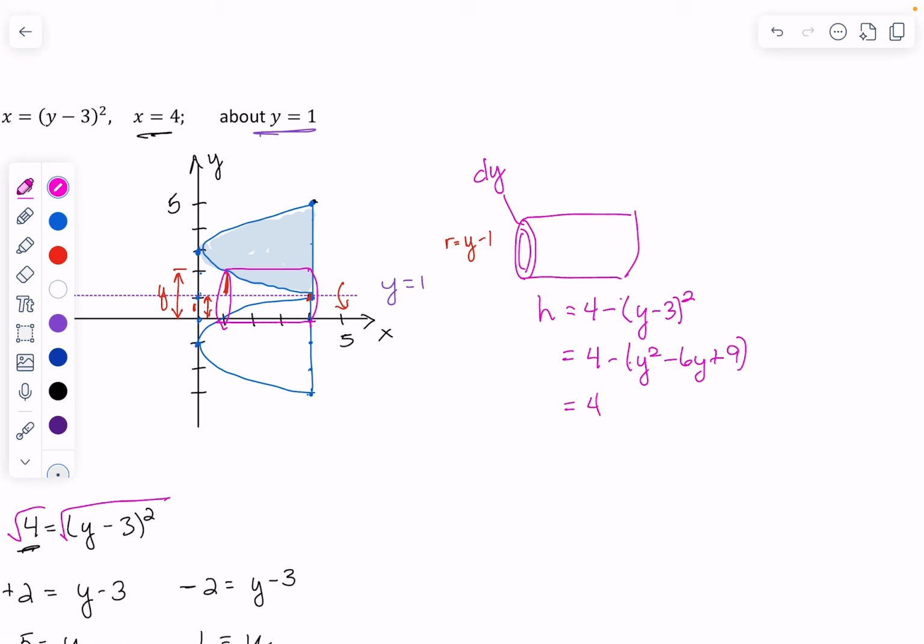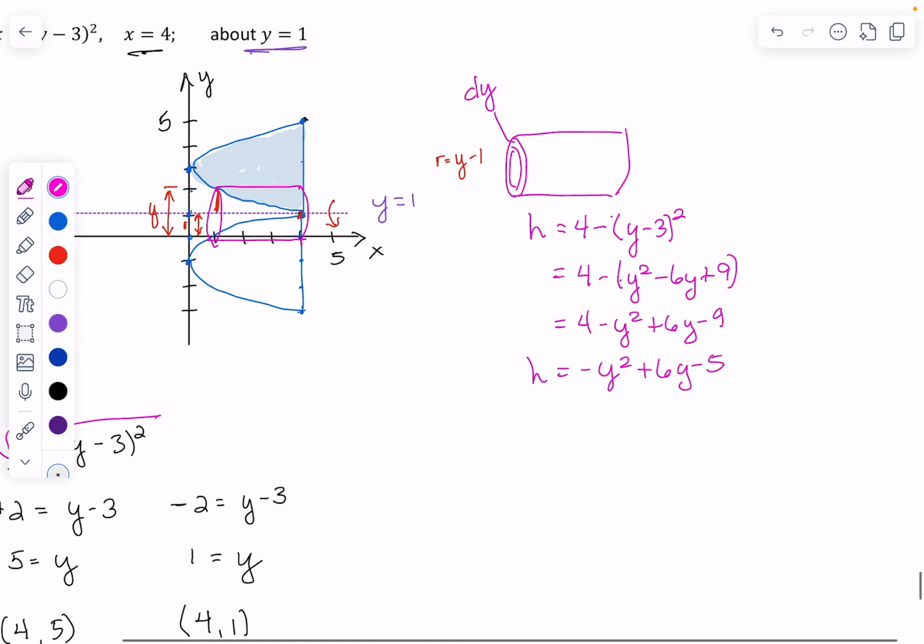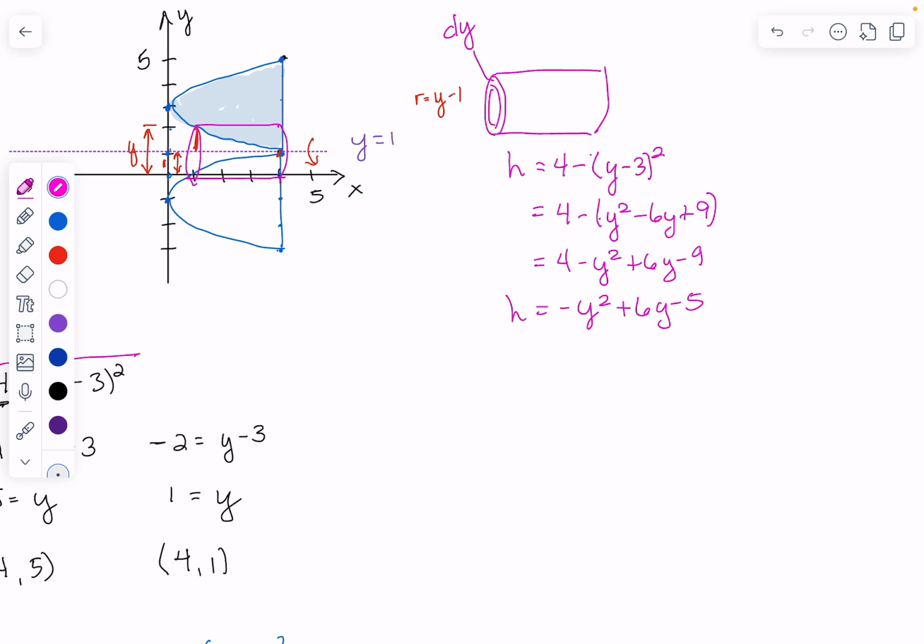That's going to be equal to 4 minus y squared plus 6y minus 9. So I'm going to get negative y squared plus 6y minus 5 is my height. Right?